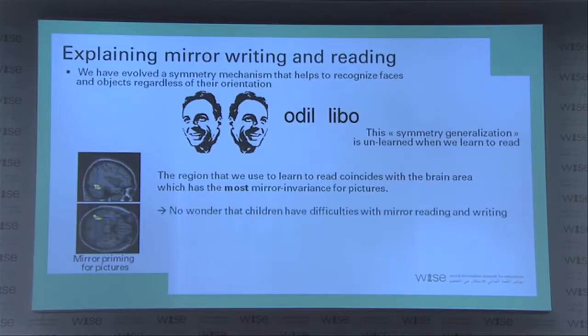So essentially, it's not a wonder that children have difficulties with mirror reading and writing. This has nothing to do with dyslexia. It is a universal difficulty for all children that they have to overcome, and we might teach them explicitly by the gestures of writing to help them to overcome their difficulty.